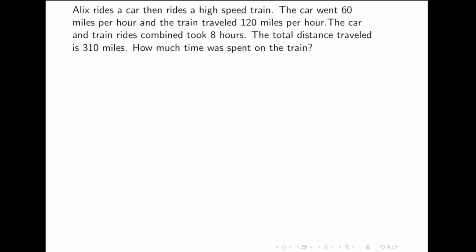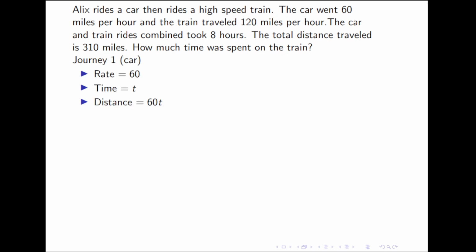Alex rides a car, then rides a high-speed train. The train travels 3 times as fast as the car. The car went 60 miles per hour and the train traveled 120 miles per hour. The car and the train rides combined took 8 hours. The total distance traveled is 310 miles. How much time was spent on the train?